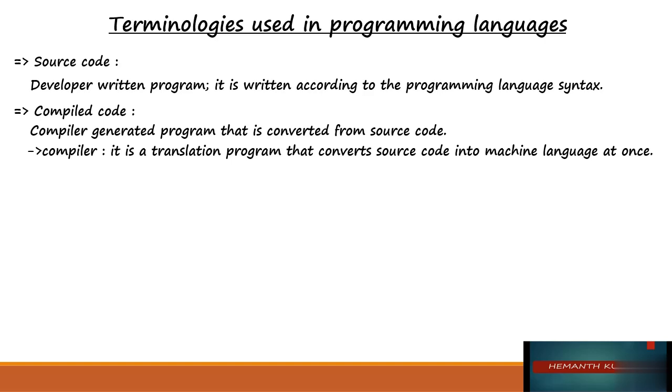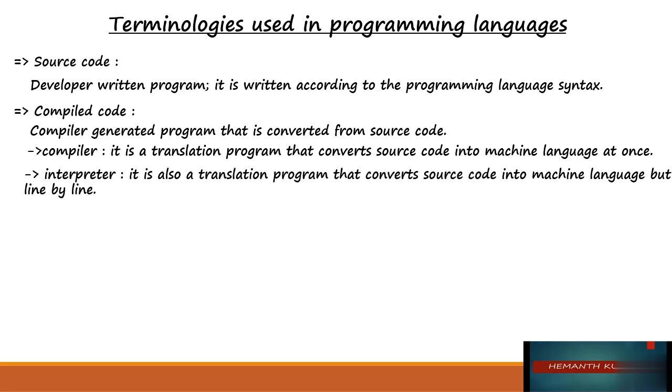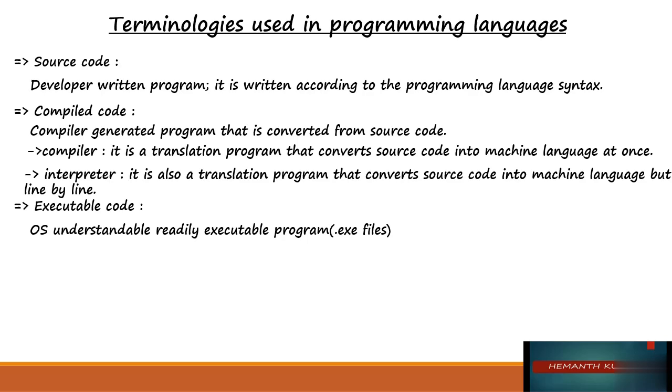Compiler. It is a translation program that converts source code into machine language at once. What is an interpreter? It is also a translation program that converts source code into machine language, but line by line. Executable code: an OS-understandable, readily executable program. .exe files are executable codes.